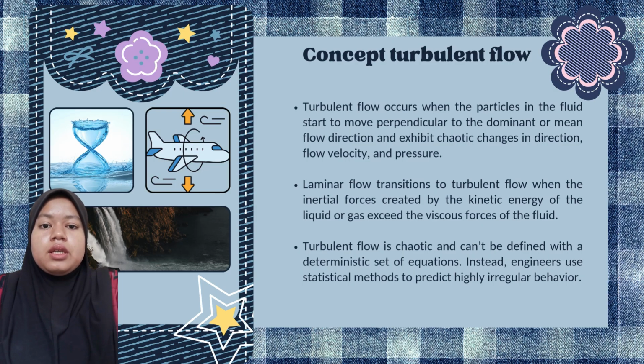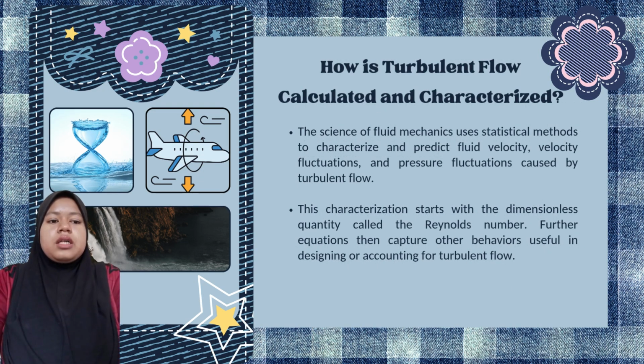Turbulent flow is chaotic and cannot be defined with a deterministic set of equations. Instead, engineers use statistical methods to predict highly irregular behavior. So, how is turbulent flow calculated and characterized? The science of fluid mechanics uses statistical methods to characterize and predict fluid velocity fluctuation and pressure fluctuation caused by turbulent flow.